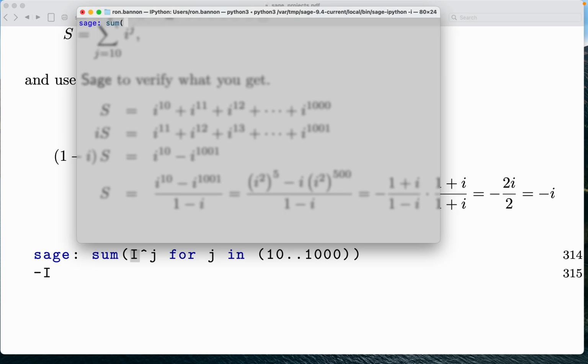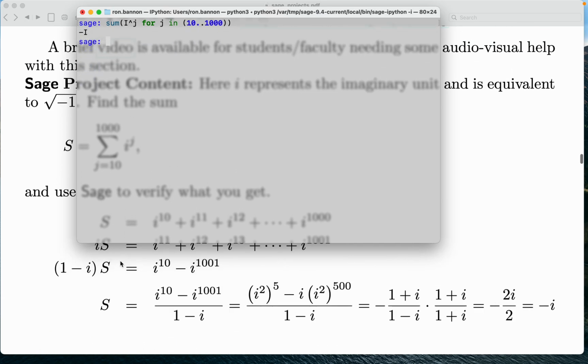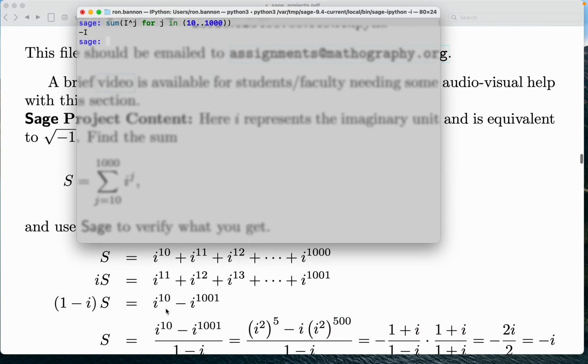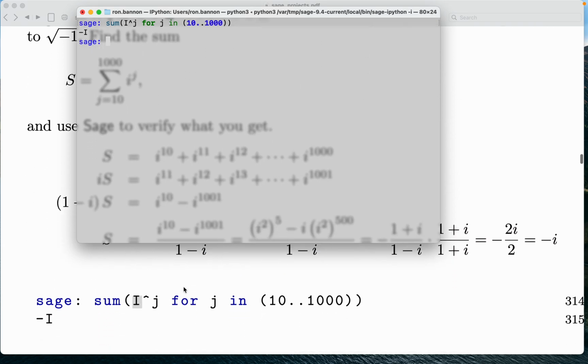Sum. And what's sum going to be? Well, I'm going to sum i to the jth power, and j is starting somewhere. So I'm going to say for j in, starting at 10 and going to 1,000. And I get minus I as expected. All right. Now, again, part of this is playing around with the software, looking at what we're asking you to do, looking at what we're doing over here, but also looking at this thing over here, which is the code for this problem.